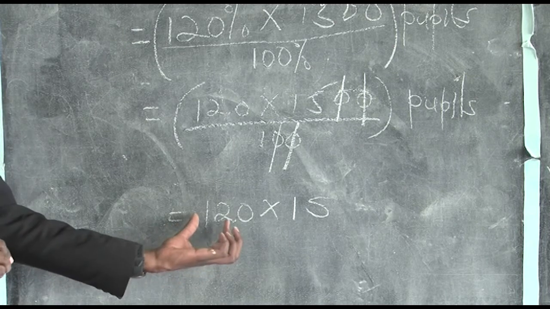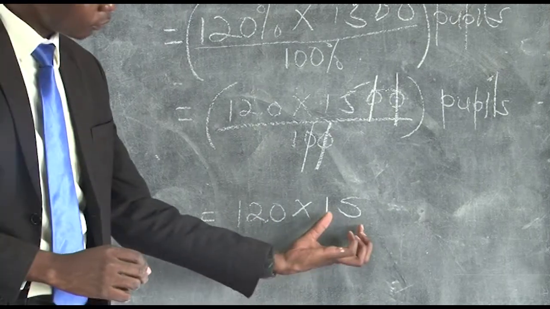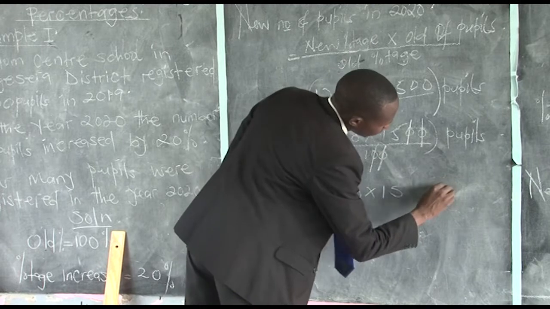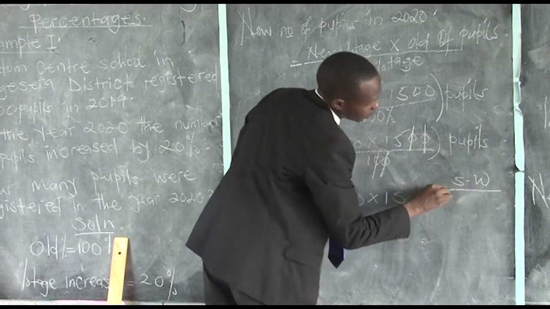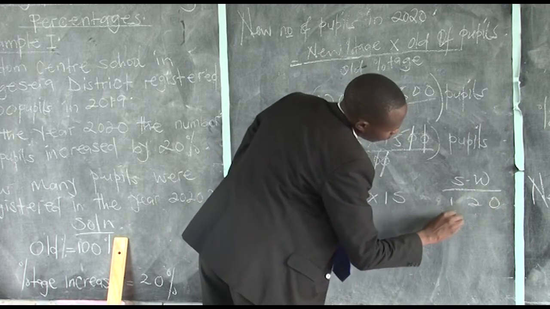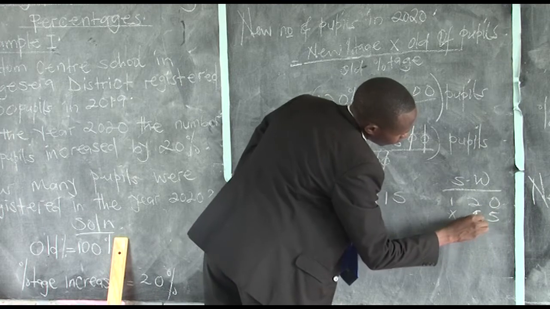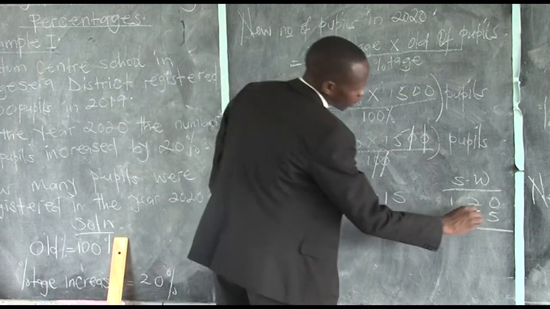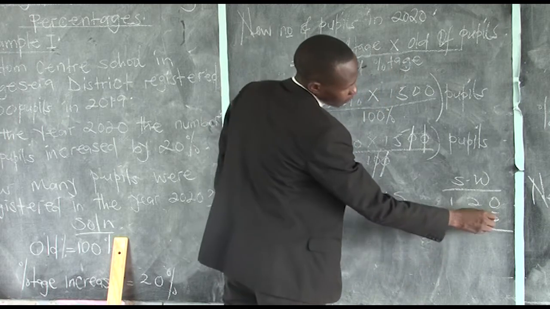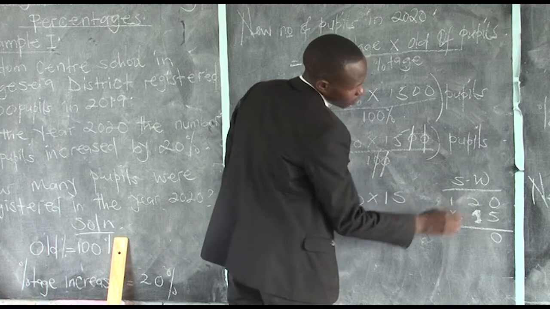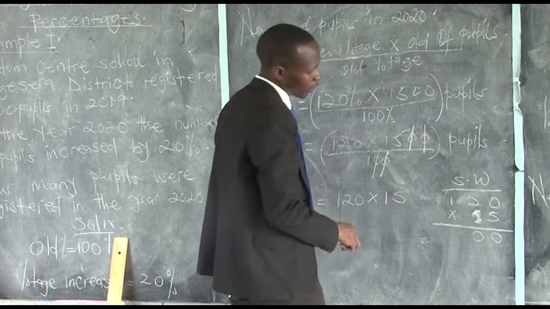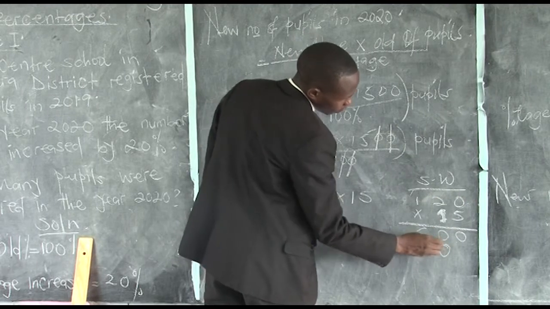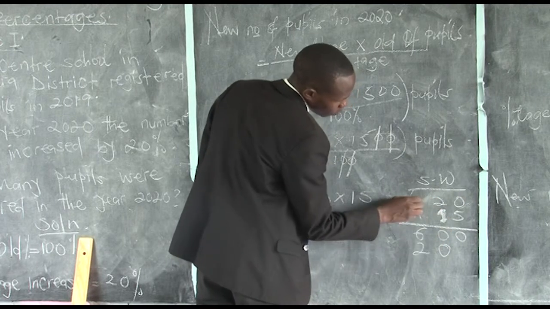Let's multiply this number out. When you get 12 times 15, what do you come out with? Or else, let's take the whole number. We say this is our side work. 120 times 15. So we are multiplying by 15. We shall say 5 times 0, 0. 5 times 2, 10. 10, we shall write 0, regroup 1 here. 5 times 1, 5, plus 1, 6. Then we come here: 1 times 0, 0. 1 times 2, we shall have 2. 1 times 1, we shall have 1.